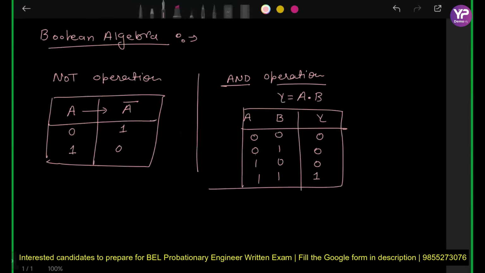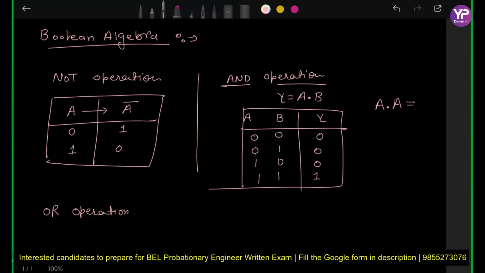Next is the OR operation. Before moving to the OR operation, let's discuss something about that. A and A is how much? Can anyone tell? A and A is how much? 1. 1. Okay, any other? A, A. Okay, let's see.